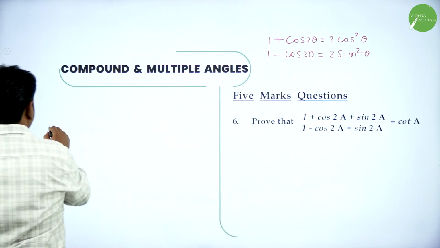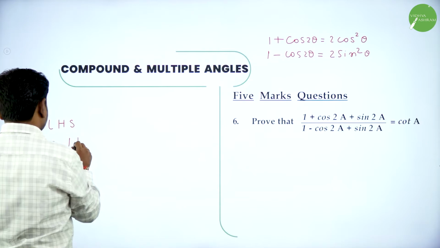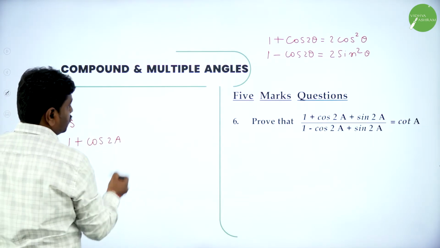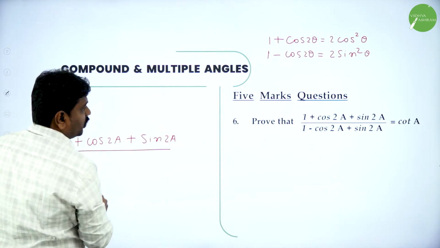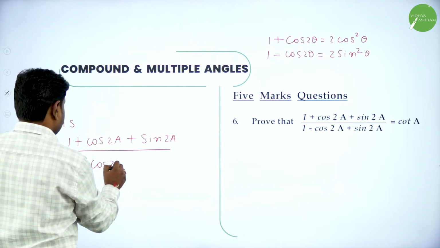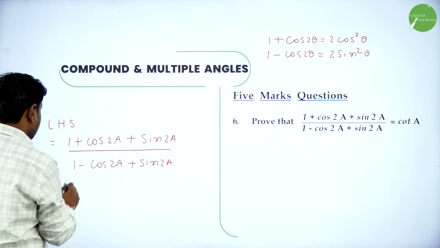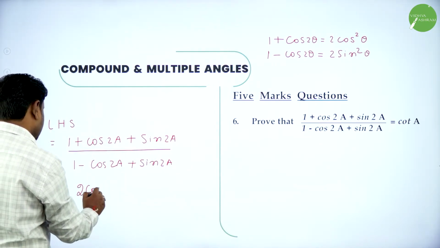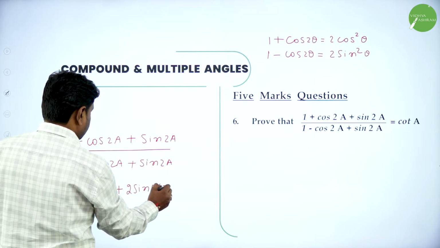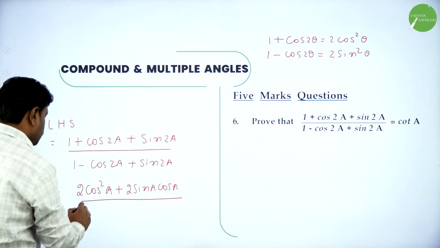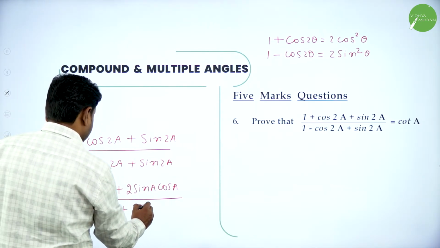So we'll take LHS. What is LHS given? They gave 1 plus cos 2a plus sin 2a divided by 1 minus cos 2a plus sin 2a. So now numerator 1 plus cos 2 theta can be written as 2 cos square a plus sin 2a can be written as 2 sin a cos a, and denominator 1 minus cos 2a can be written as 2 sin square a and sin 2a can be written as 2 sin a cos a.